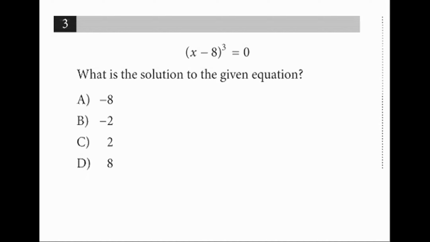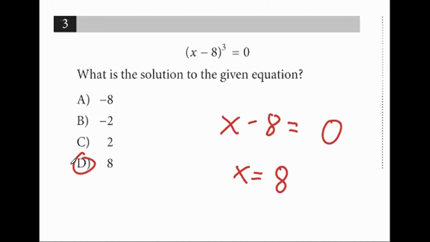So for question 3, we're asked what is the solution to a given equation. So in this case, we just take the cube root of both sides. That gets us x minus 8 equals 0 still. And then we add 8 to both sides, x is equal to 8. So the correct answer is 8.